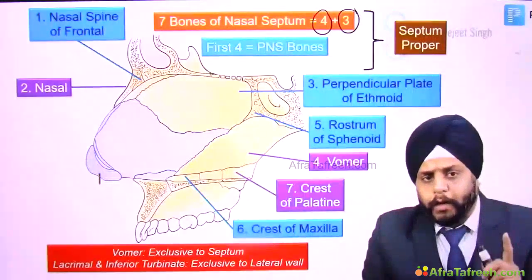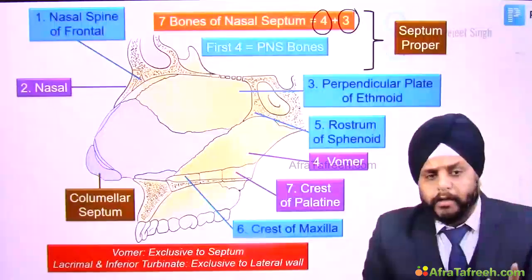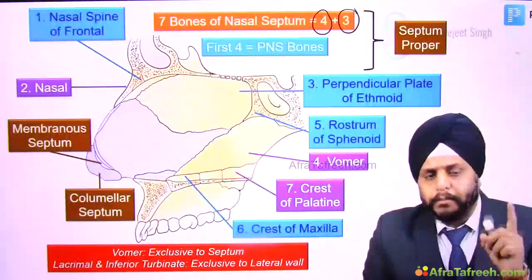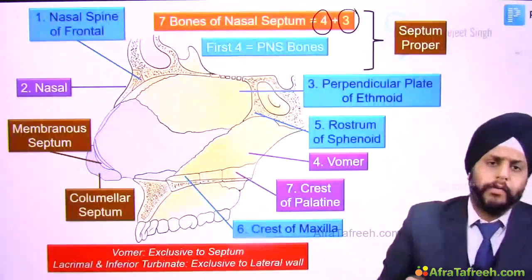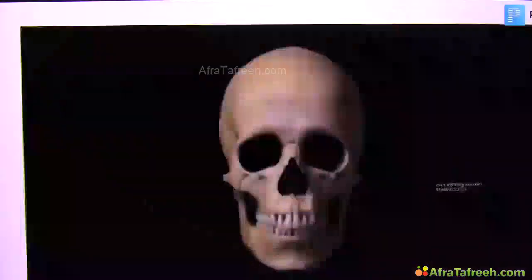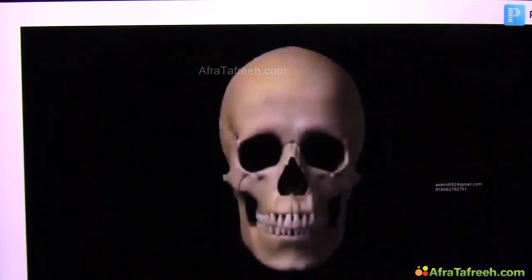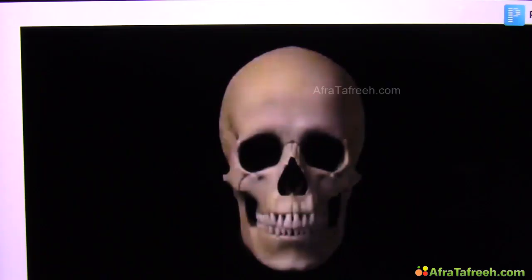There were two more parts that I have told you, the columellar septum and the membranous septum behind it. Okay, so that was the nasal septum. Now, before we finish this topic, let us discuss a video of the skull where we can understand the skull anatomy, as well as discuss all these bones that we have just taught, so that we will improve our understanding of the nasal bone anatomy.